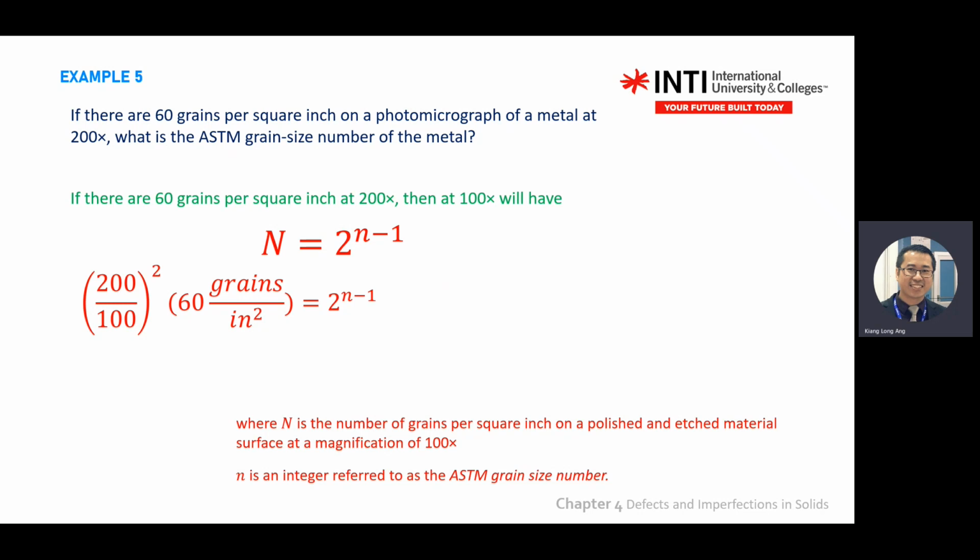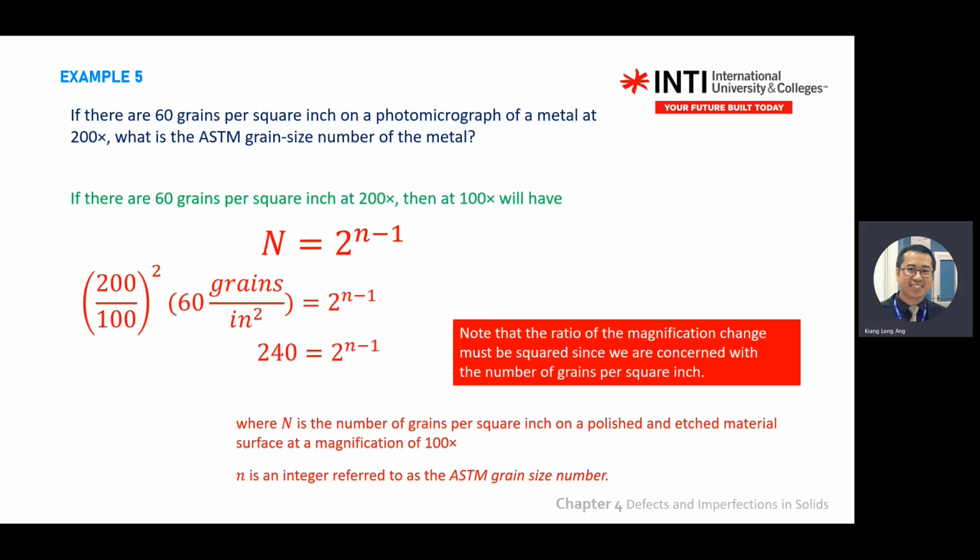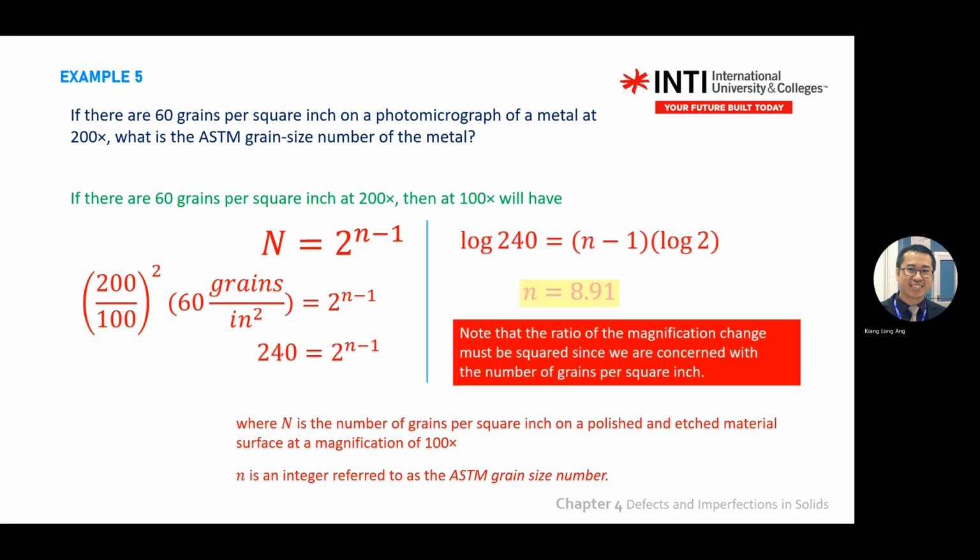So you are dealing with an exponential number. You use log on the left hand side, log on the right hand side. You get the answer. So this is how you find your n. N, again referring to the table just now, still falls under the fine grain category.